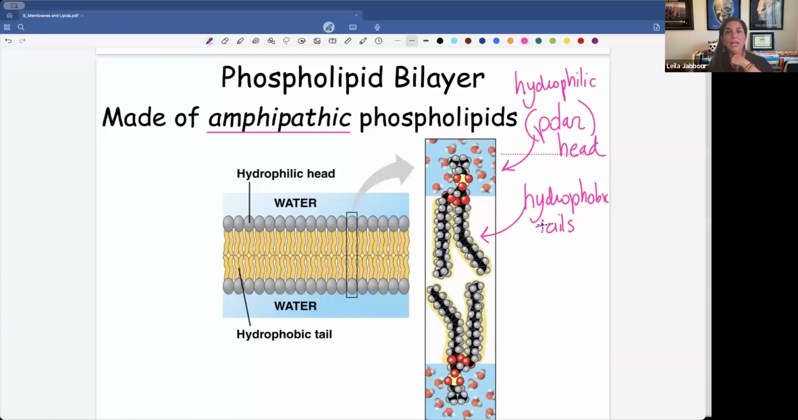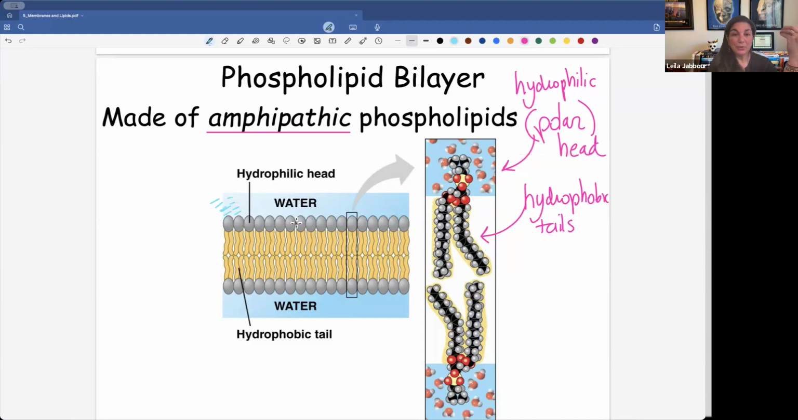So hydrophilic, hydrophobic, this was discussed in the lecture of chemistry for biology. We talked about the polarity of molecules. When the electron cloud is pulled by one of the atoms more towards that side of the molecule, it becomes polar. It has one side that's a little bit more negative than the other. And that allows the molecule to form hydrogen bonds with the water.